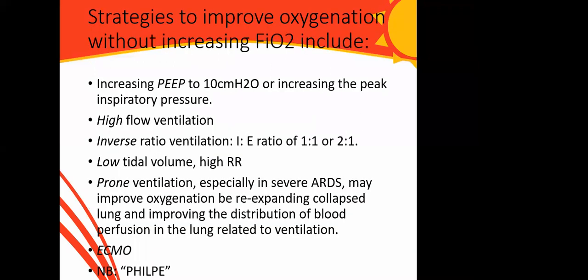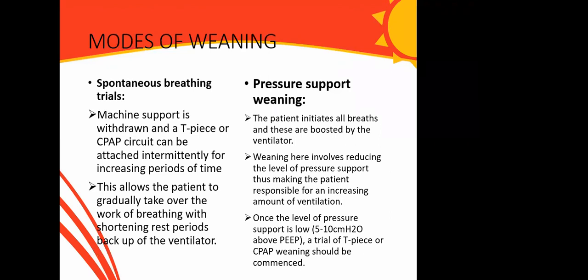Okay, this is what I was talking about, how to improve oxygenation. Our time is up. We spent more than 1 hour already. How to improve oxygenation without increasing your FiO2. This is important. Don't forget, increase PEEP. You want to do high flow ventilation, you can give as high as 60, or as high as 80. You want to do inverse ratio ventilation, low tidal volume with high respiratory rate, prone ventilation, and you give ECMO.